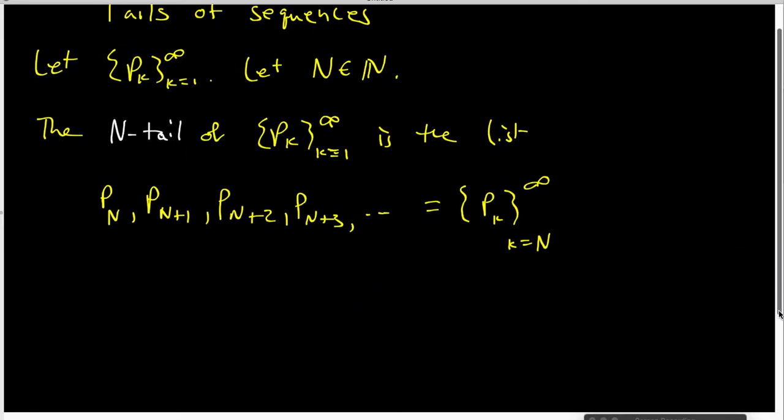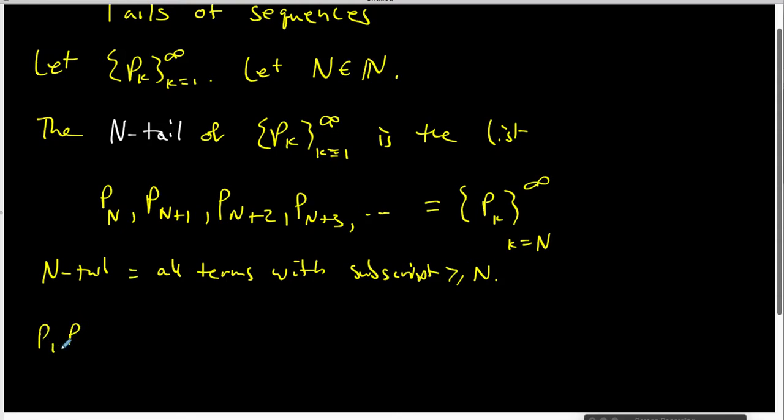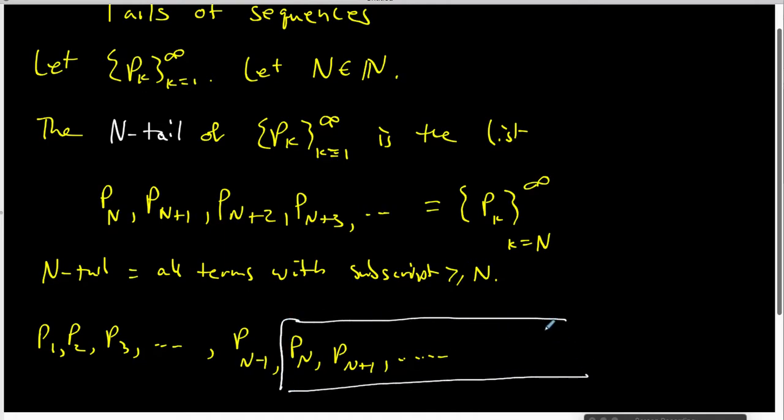In other words, the N tail consists of all the terms with their subscript being bigger than or equal to capital N. So if my original sequence looks like this, p_1, p_2, p_3, all the way up to p_(N-1), and then we get to p_N, and then we get to p_(N+1), and we keep going. This part here is the N tail.